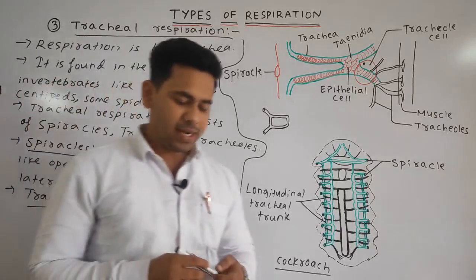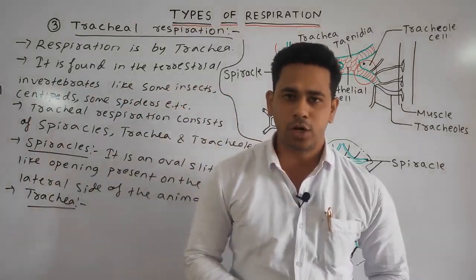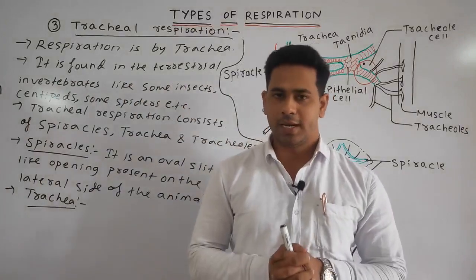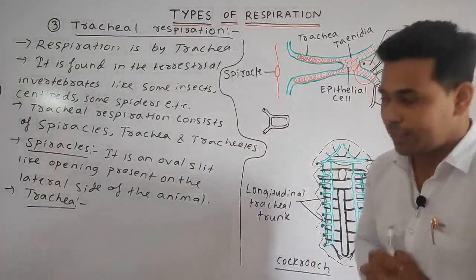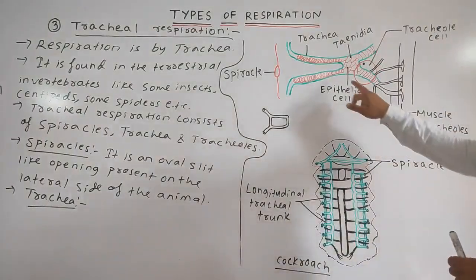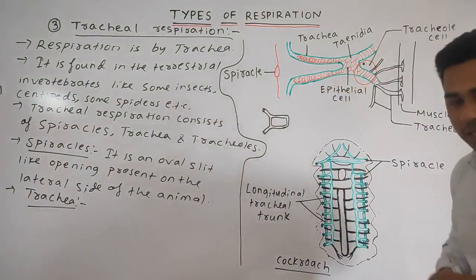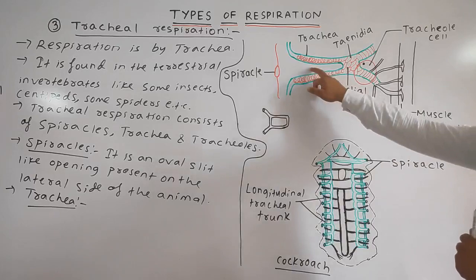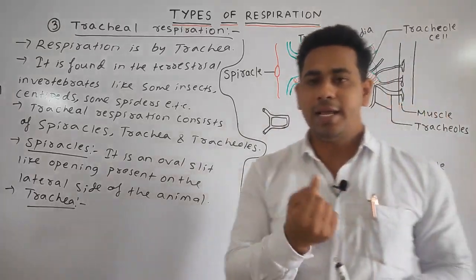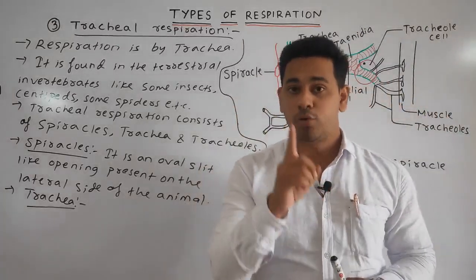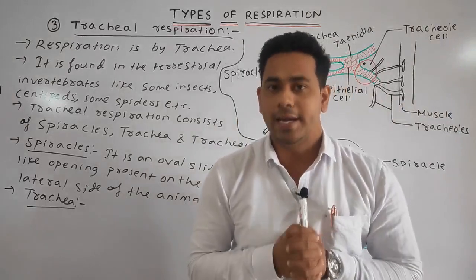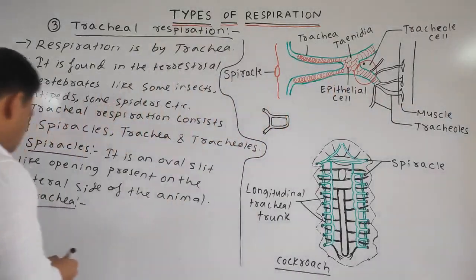Trachea is a silvery ectodermal tube lined by the epithelial cell and internally lined by a spiral ring-like cuticular structure that is called intima. Okay, so next point.